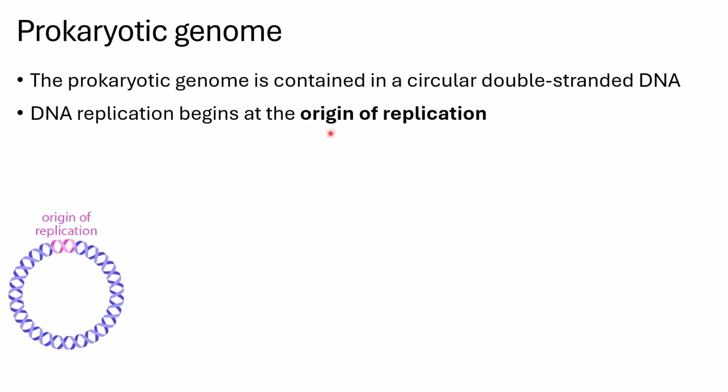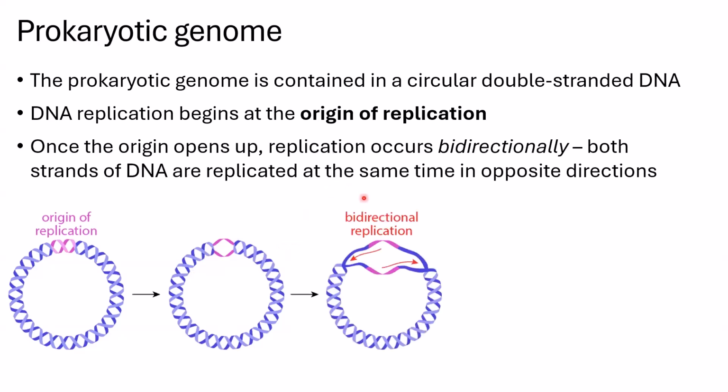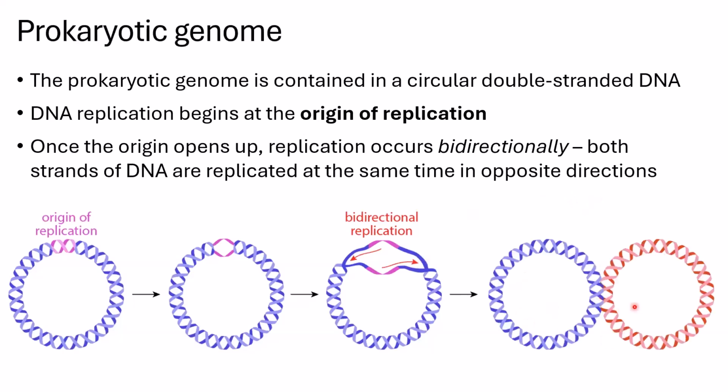It starts at the origin of replication, which, as its name suggests, is where the DNA first opens up and replication begins. After the origin opens up, replication occurs bidirectionally, which means that the two strands of DNA are replicated at the same time, but in opposite directions. This results in two copies of the genome that can now be divided between two cells. We will learn more about DNA replication, particularly in eukaryotes, in a few lectures.